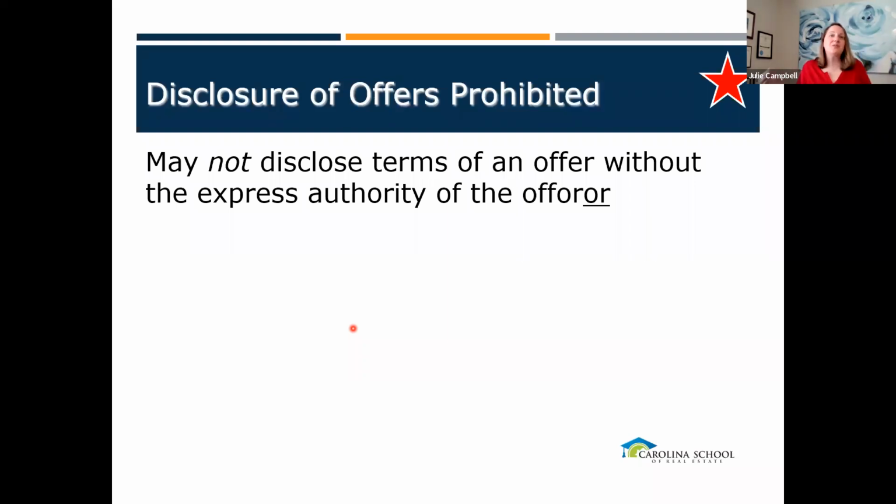But what we can't do is pit those buyers against each other. I can't say, well, this is what buyer A is going to offer, and this is what buyer B is going to offer. You guys with me? We have to have their permission no matter where you are or what your role is. We cannot disclose the terms of the offer without permission of the offeror. What questions do I have on this one?